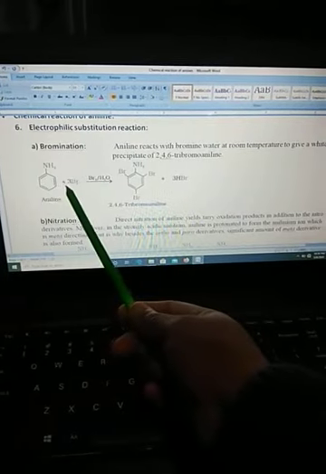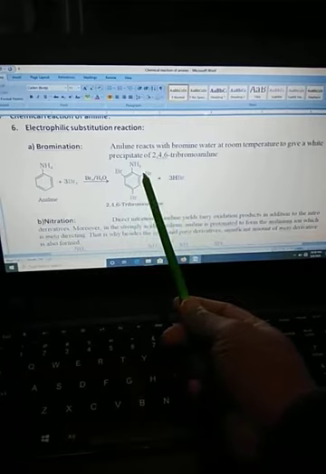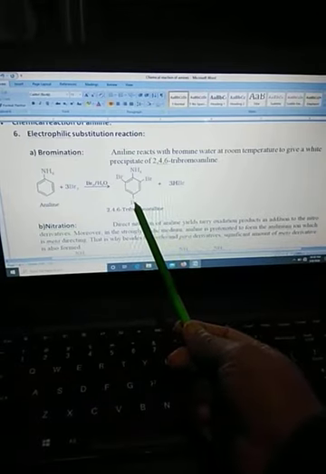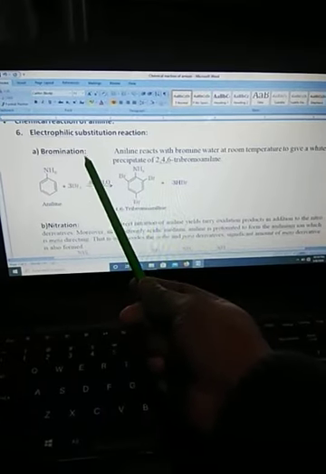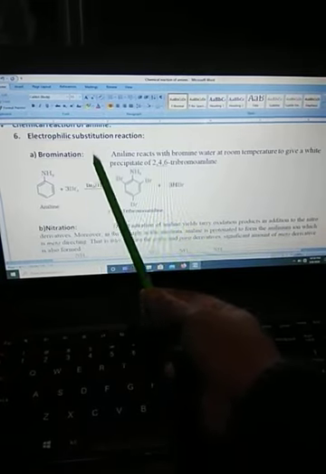When aniline is treated with bromine water, it is going to form 2,4,6-tribromoaniline. That means all the ortho and para positions will be occupied by bromine atoms. This is a white precipitate. This reaction is very, very important: the reaction of aniline with bromine water.